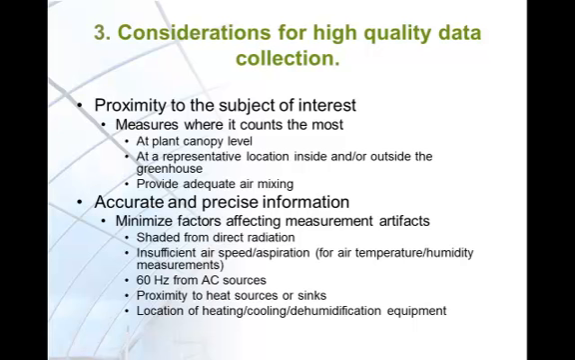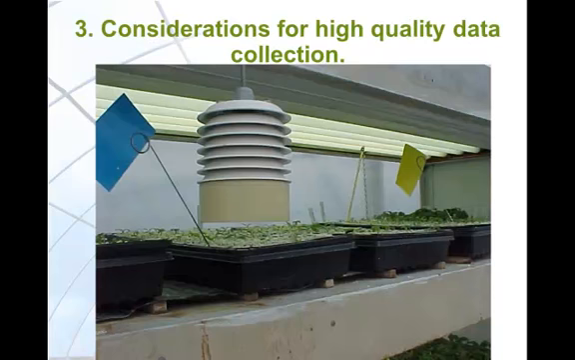Air temperature and humidity measurements also require a certain airspeed for accuracy. Other considerations include proximity to heat sources or sinks and the location of heating, cooling, or dehumidification equipment. The following slides show examples of correct and incorrect measurement techniques. We will show you some examples of good sensor placement.